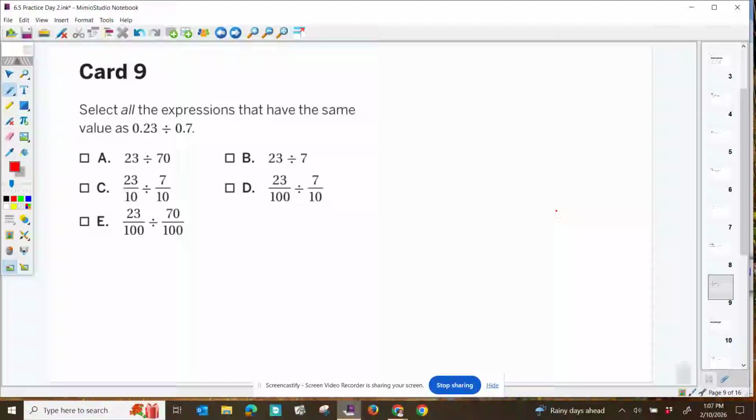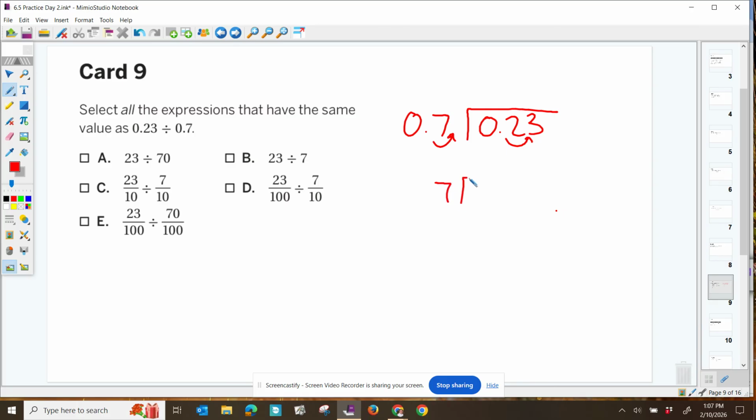Okay, so for the second part of this video, I'm going to be starting up on card 9, and it says 0.23, 23 hundredths, divided by 0.7. Now, if I move that once and I move that once, that's the same as 7 and 2.3. If I move it one more time, that would be a 70 and a 23.